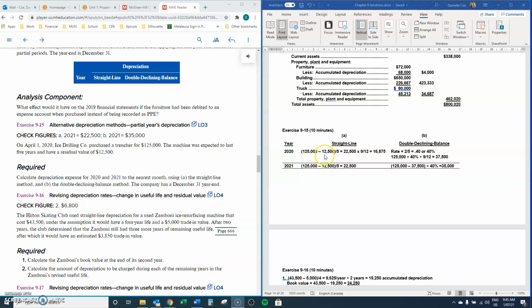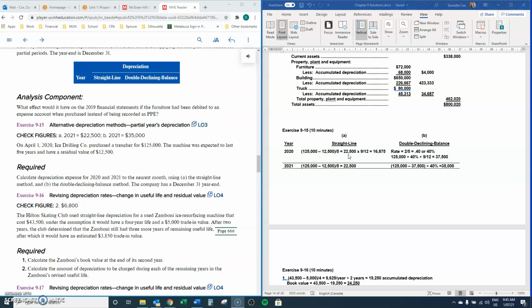The cost less the residual value divided by the useful life. So 125 minus 12.5 divided by the 5 years. The difference now, we would normally stop here if it was purchased on January 1st, for example, or January 2nd, like at the beginning of the year, we would take a full year.